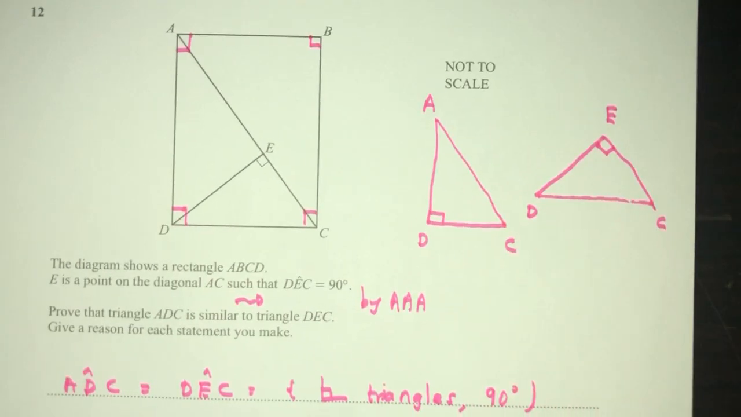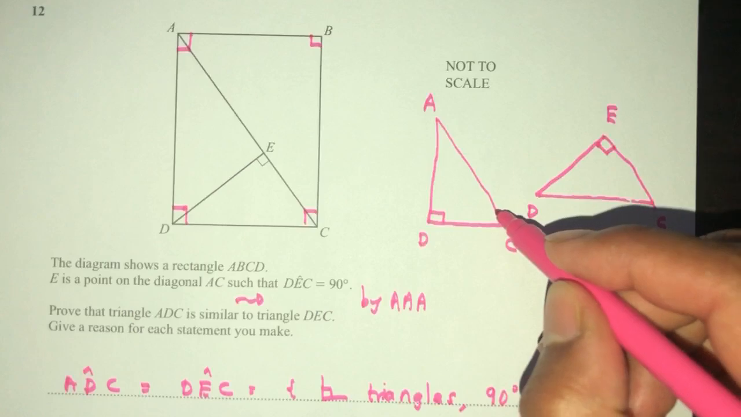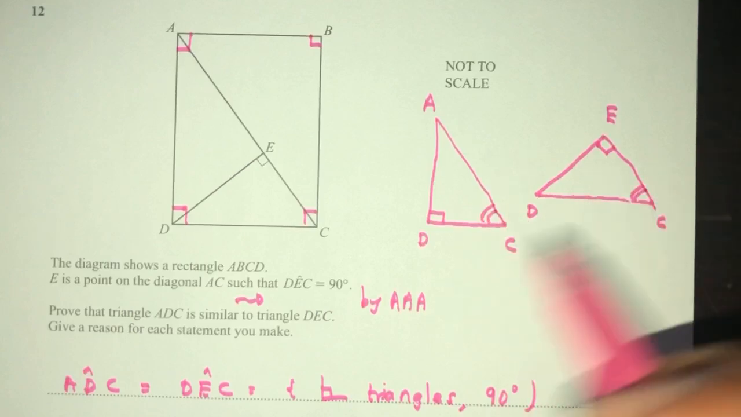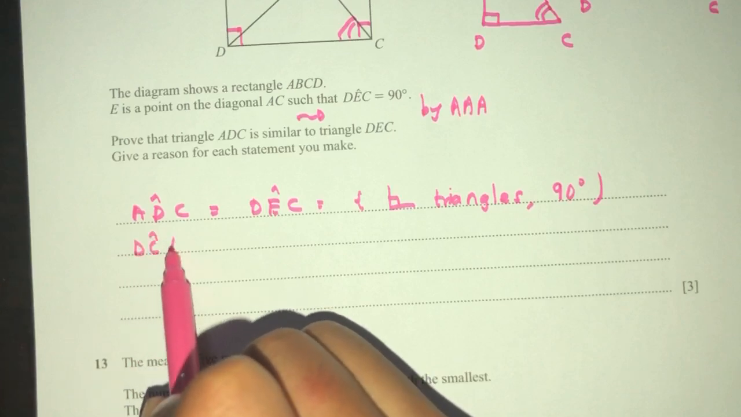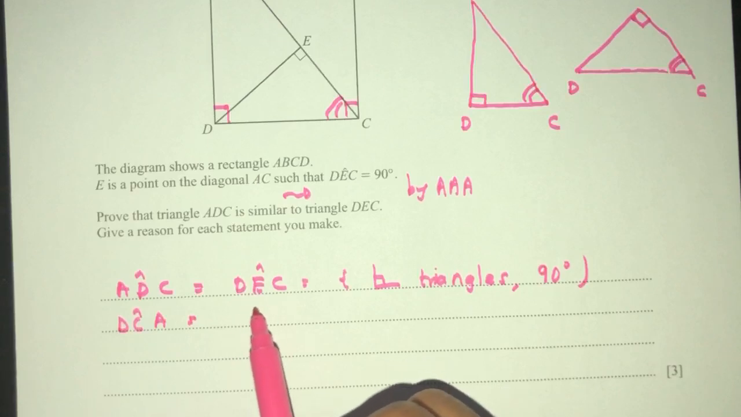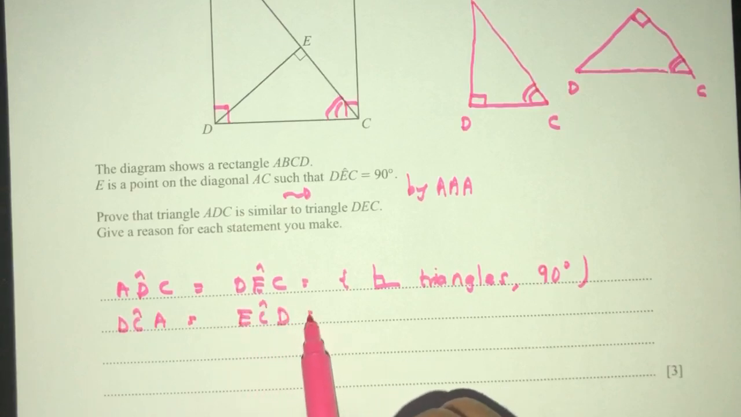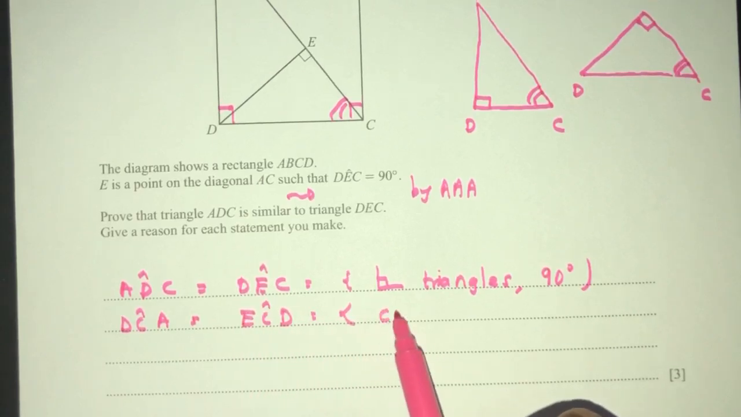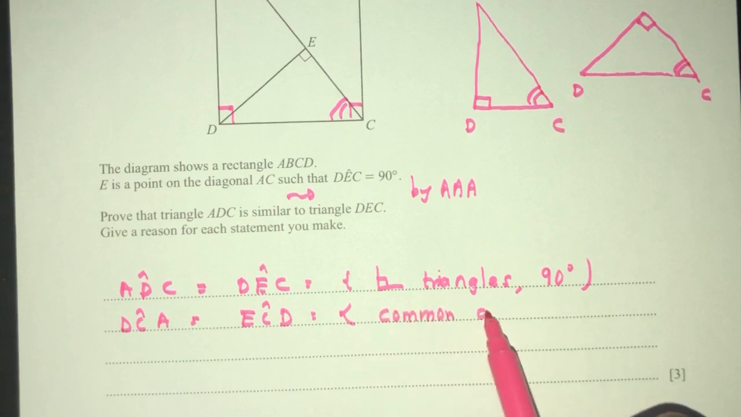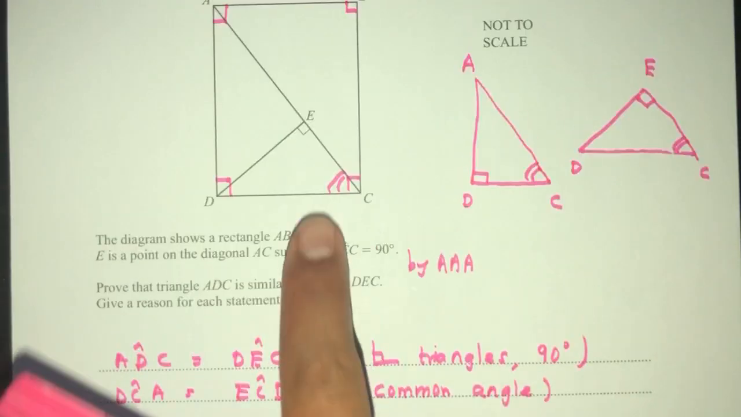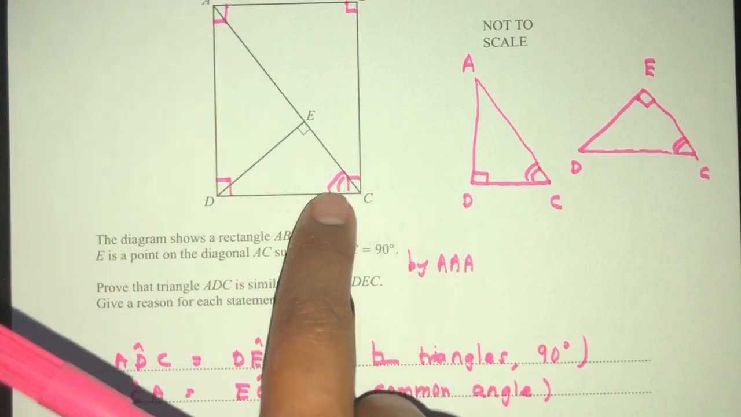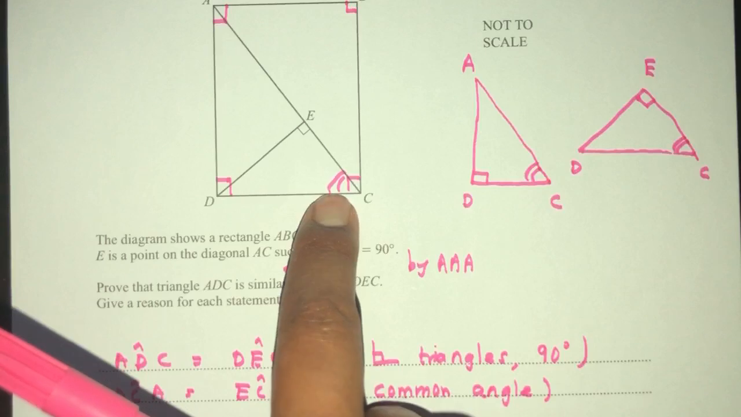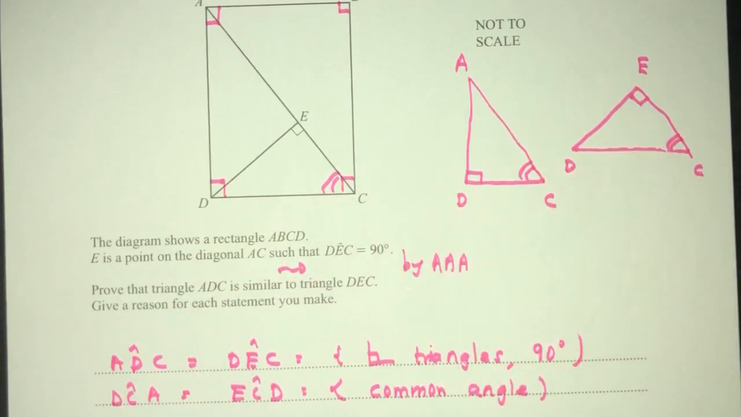Now, also, you can realize that the angle here is the same as here. Why? Because it's the same angle, right? So you can say angle DCA is equal to angle ECD because they are a common angle, the same angle in both triangles. The angle here is for ADC and the angle here is for DEC. It's the angle present in both triangles, so they are obviously the same.